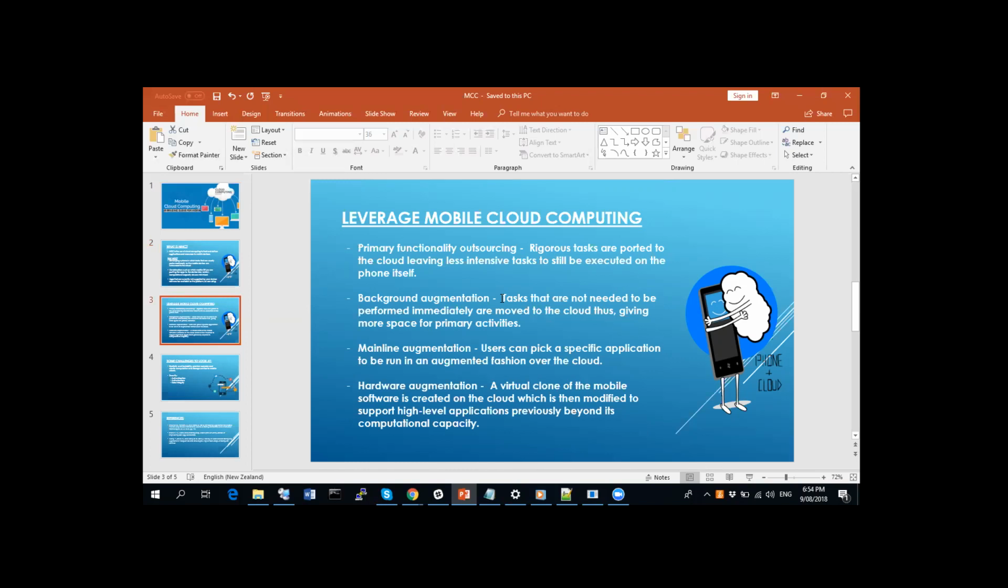Mainline augmentation. Users can pick a specific application to run in an augmentative fashion over the cloud. In this way, the application will work and look the same for you. It will feel like you're using it from your phone, but the execution of that application itself will be on the cloud. Hardware augmentation: a virtual clone of the mobile software is created on the cloud, which is then modified to support high-level applications previously beyond its computational capacity.